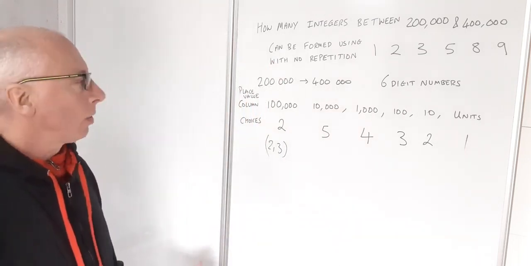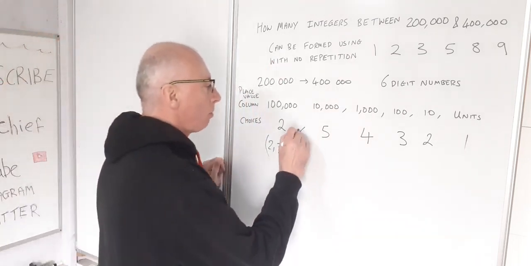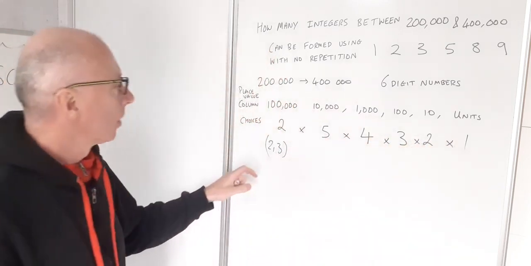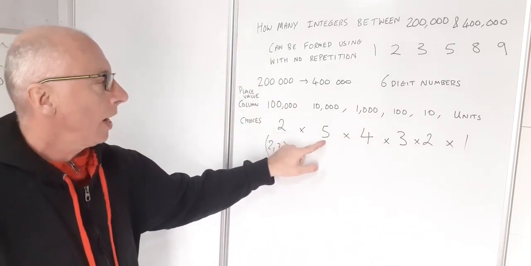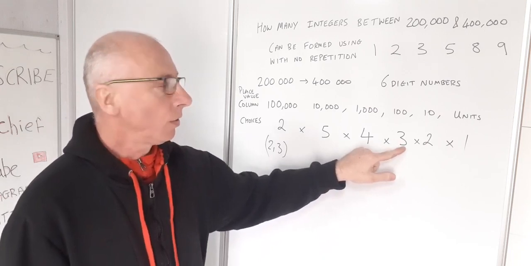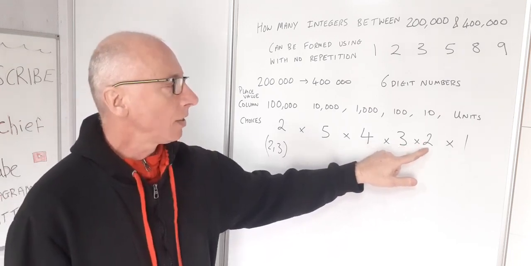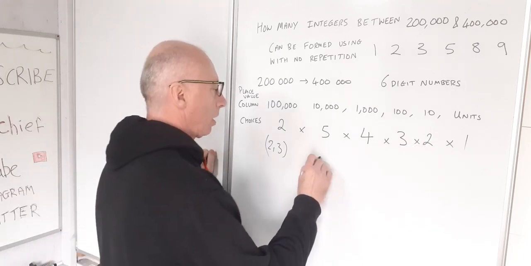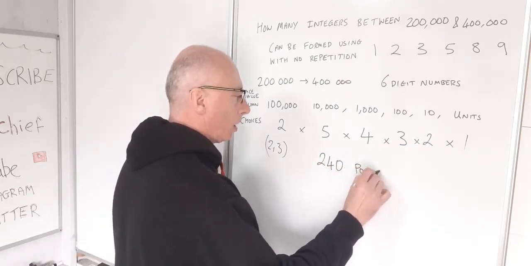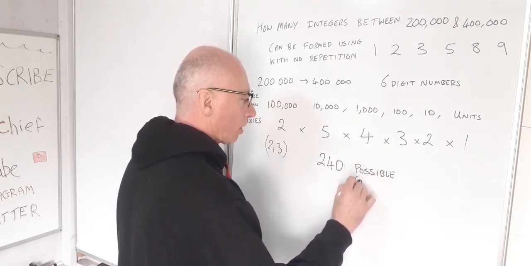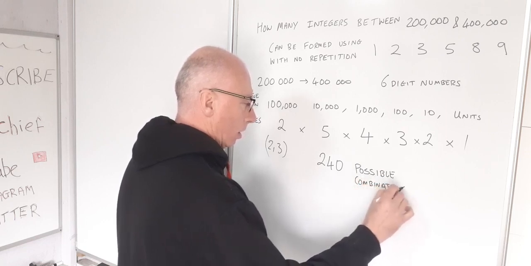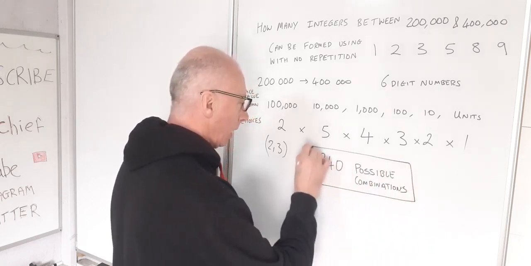So now what we need to do to get our solution, all we do is just multiply these up as they are combinations of possibilities. So 2 times 5 is 10, 10 times 4 is 40, times 3, 40 times 3 is 120, and times 2 is 240. So therefore we've got 240 possible combinations. And that will be a good place to stop.